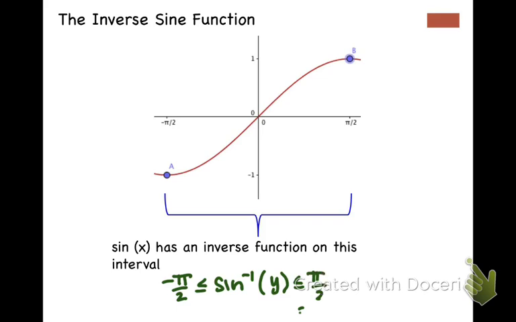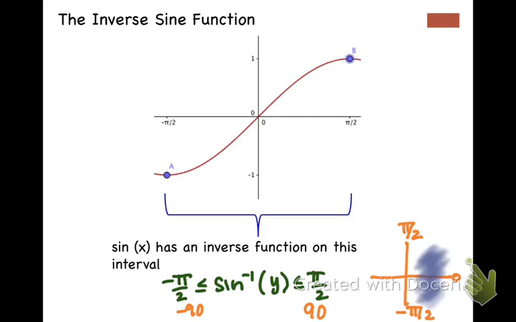and positive pi over 2, which if we were to graph these types of angles here, that would be in which two quadrants? Well, 0 is in the middle there, so it's going to include this 0 line here. It's going to go all the way up to the positive pi over 2, which is 90 degrees. That's this one here. Or down to the negative pi over 2, which is negative 90. So my inverse is going to be restricted to just these first two quadrants here. So we would say sine inverse is restricted to quadrant 1 and quadrant 4.